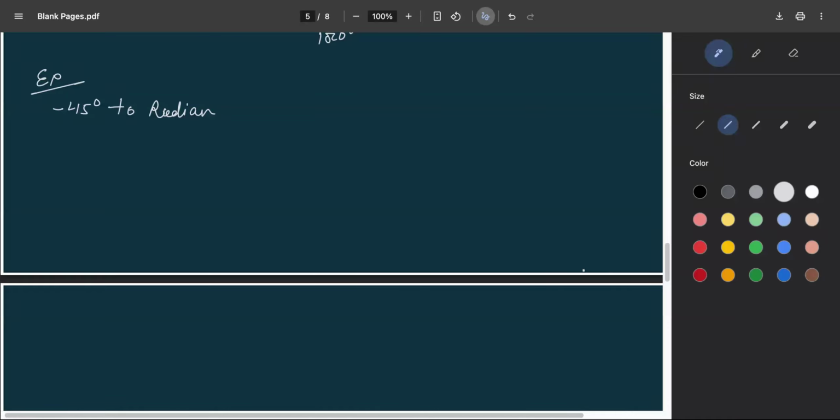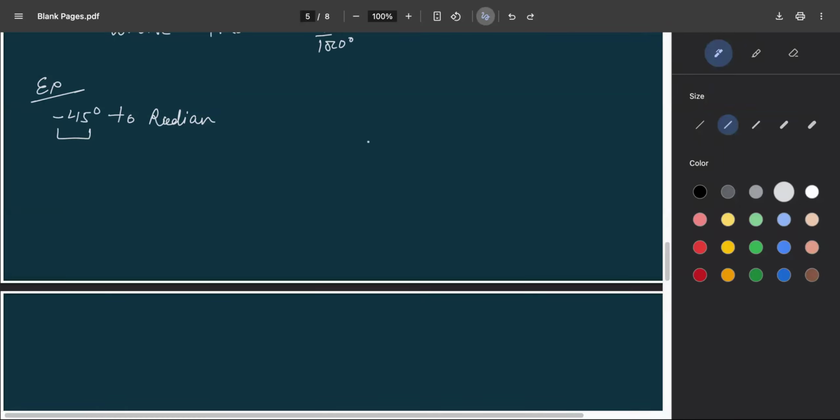My question is, can we actually convert this minus 45 degree into the radian unit? No, sir. Why can't we convert? Negative, sir. It's negative. Okay, so does it mean that negative is not an angle?